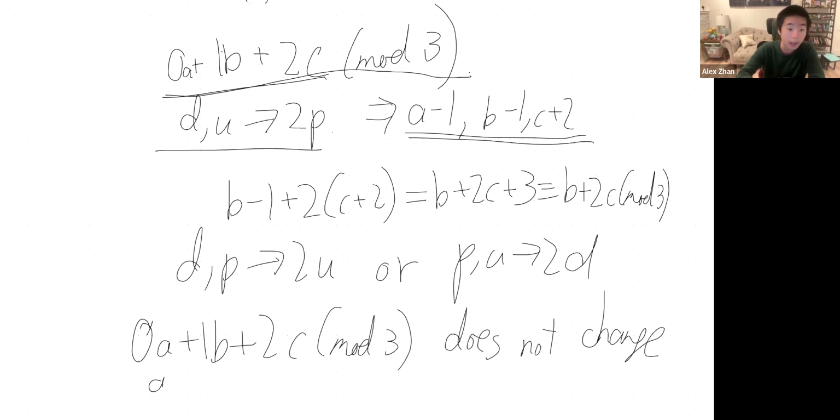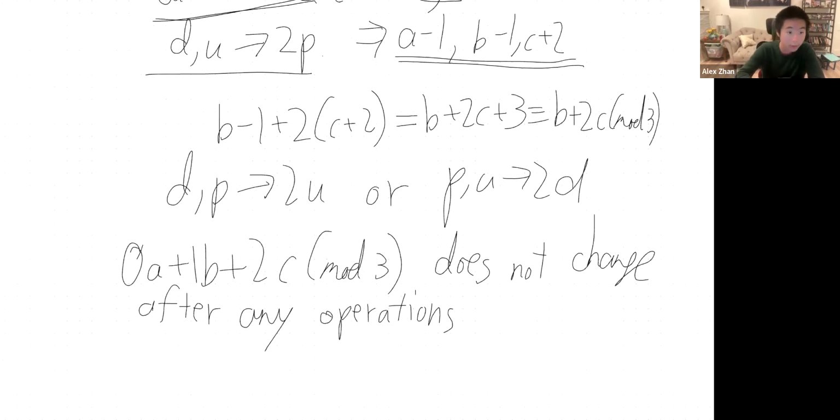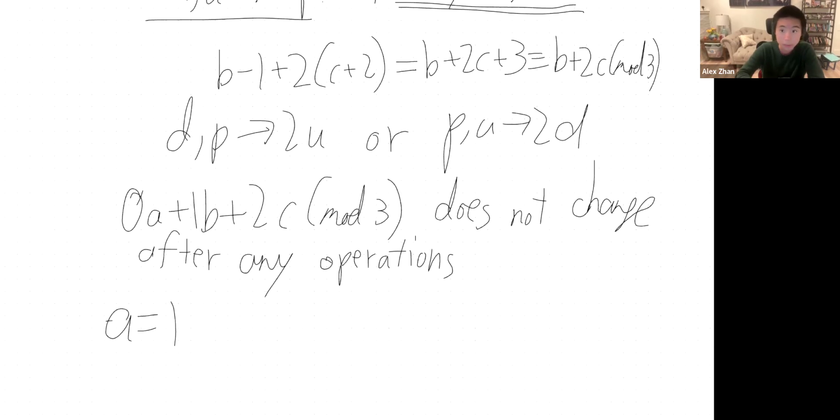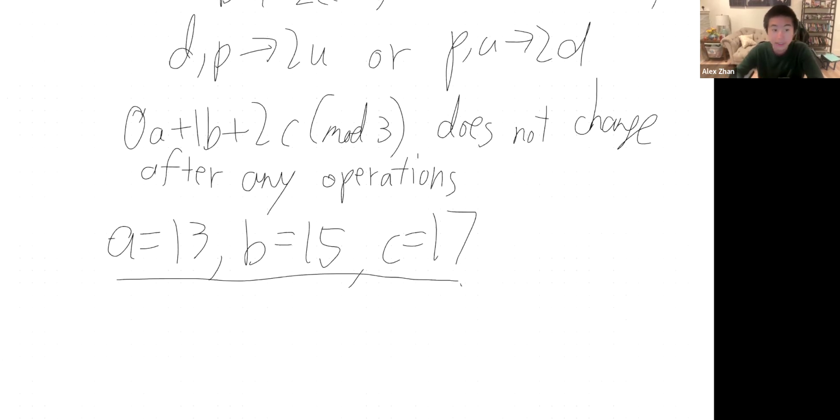Okay, so now we look at our initial and final states. Our initial state is A equals 13, B equals 15, and C equals 17. These are given in the problem. So the invariant, the expression evaluated with these A, B, and C, would be 15 plus 32, which is congruent to 15 plus 34, which is congruent to 1 mod 3.